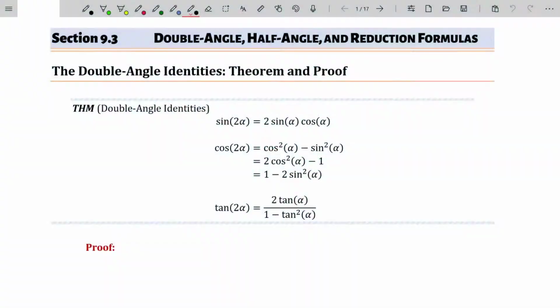Hello, my name is Roy Simpson, professor of mathematics at Cosumnes River College in Sacramento, California. We now delve into, for your trigonometry course, the double angle identities.